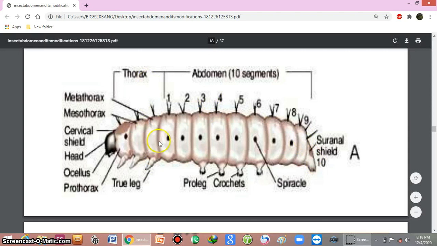This is the thorax: prothorax, mesothorax, and metathorax. This is the head, this is the cervical shield. Ocelli are present on the front side of the head.